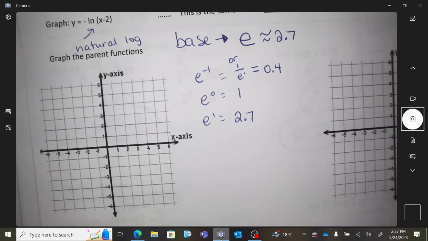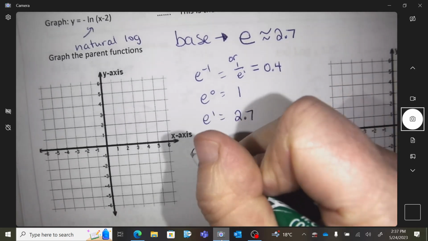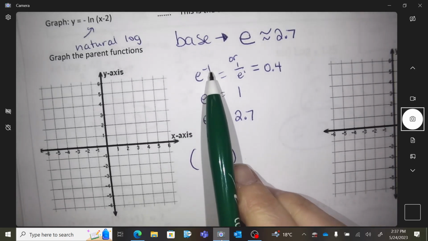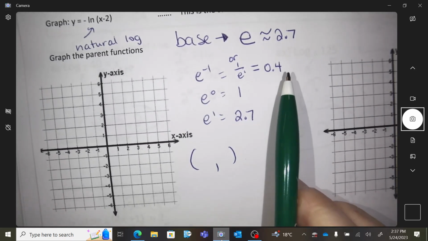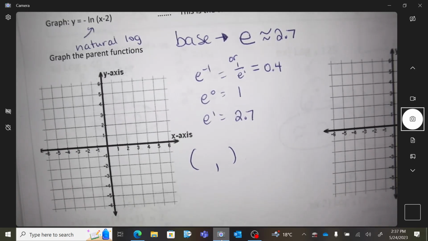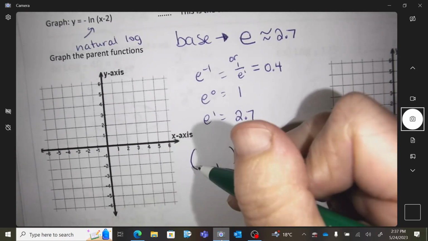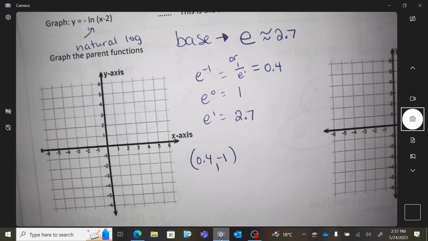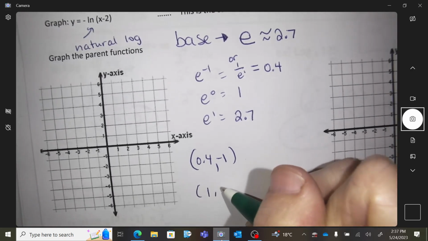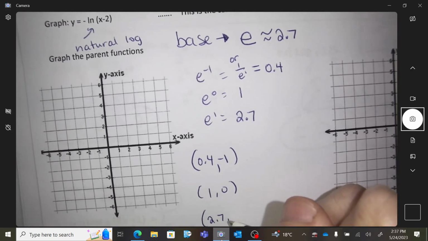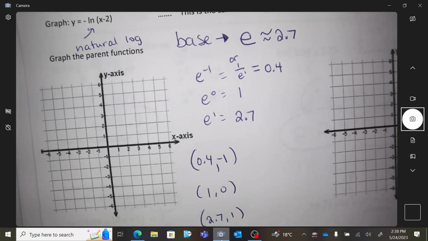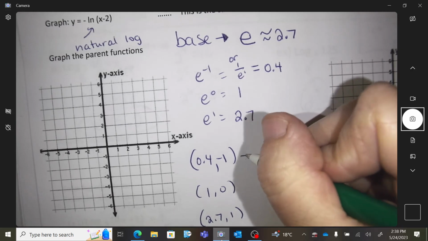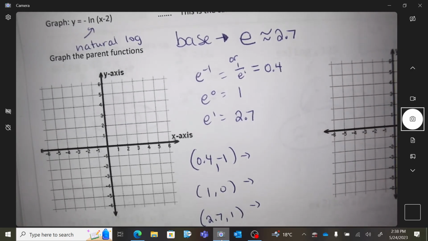Okay. This is a log equation. So how do I write my coordinate? Do I do exponent, result or result, exponent? Result, exponent, because it's a log, so you have to do it in the backwards order. 1, 0; 2.7, 1. Those are my 3 points.